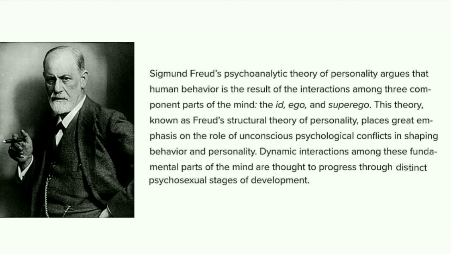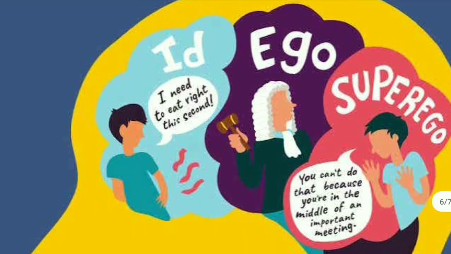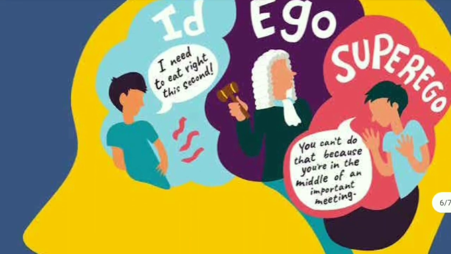This theory is known as Freud's structural theory of personality. It places great emphasis on the role of unconscious psychological conflicts in shaping behavior and personality. Dynamic interactions among these fundamental parts of mind are thought to progress through distinct psychological stages of development, the psychosexual stages of development. So, id, ego and superego are given by Sigmund Freud. We will discuss the characteristics of id, ego and superego.